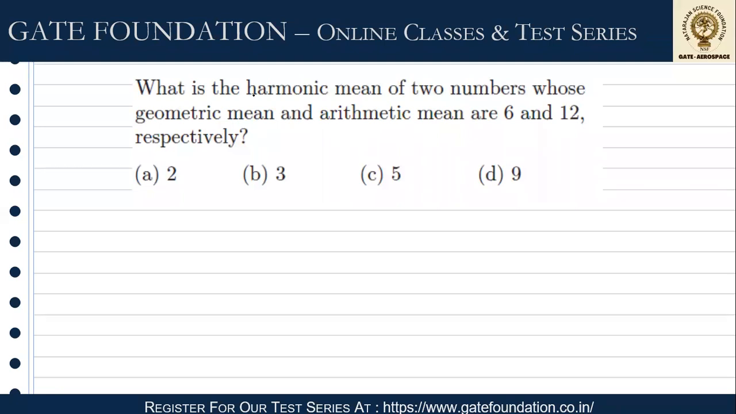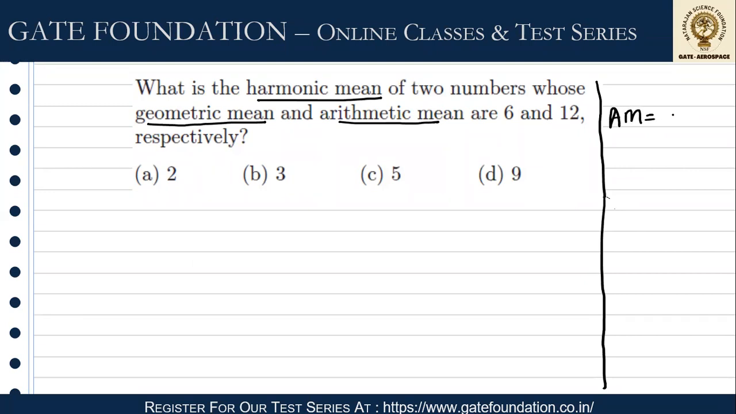Well, yes, that's correct. 3 is the correct answer. Let's see how we can solve this kind of question. In the last class, we talked about the relationship between geometric mean, arithmetic mean, and harmonic mean. Just for the sake of revision, I'll write down what we mean by arithmetic mean, geometric mean, and harmonic mean.